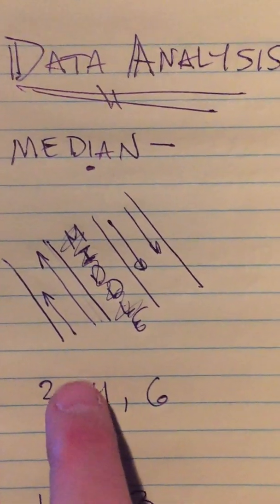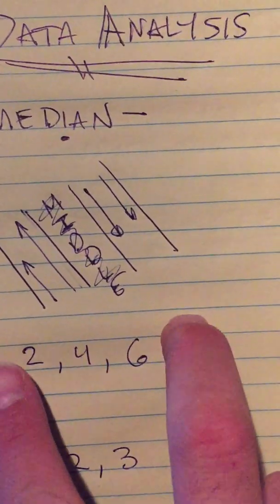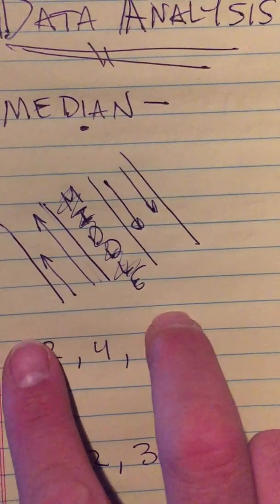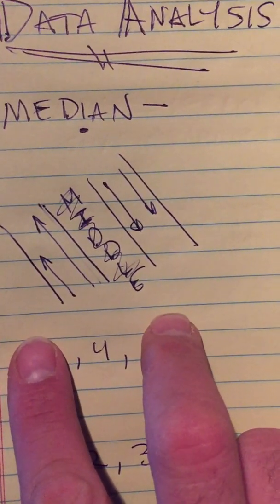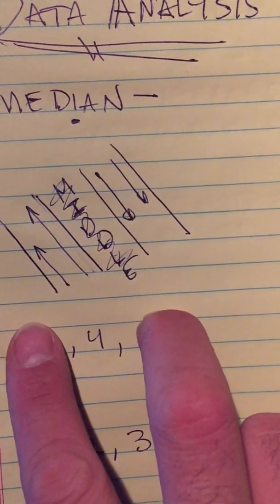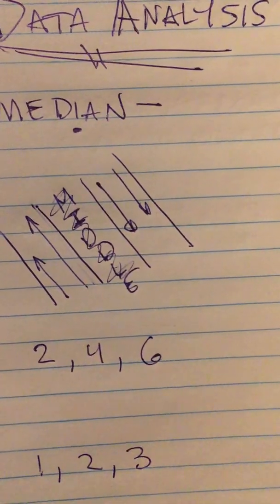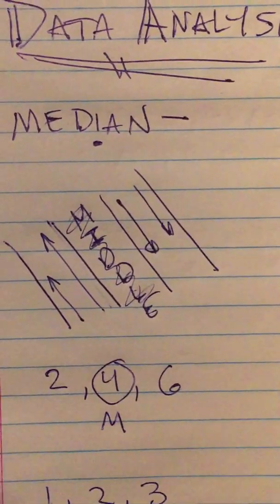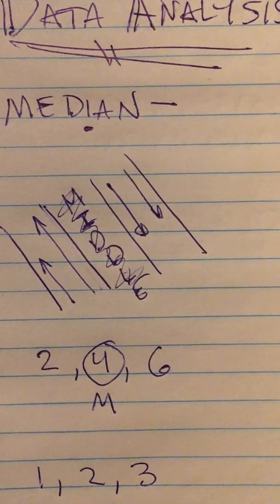Now I'm one-handed right now because I'm video recording. So you put one of your pointers on each of the outside numbers, and you keep moving in. So if there was a number here, and then I move in, I keep going in until I get to the middle. So that middle number is going to be called my median. And I'll just put an M there for now, okay?